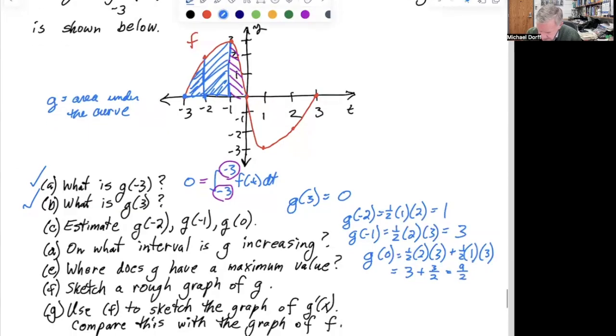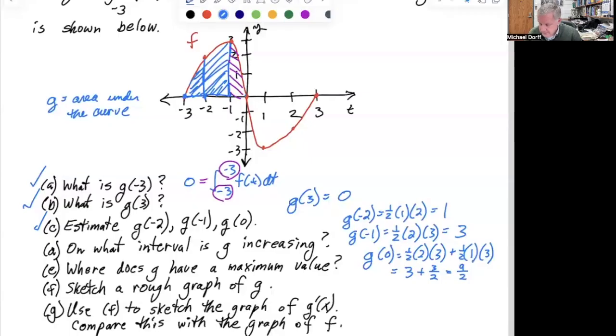Okay. All right, so that's letter C. Letter D, on what interval is G increasing? So again, if I think of G as being the area under the curve, where do I always get positive area? Well, if I'm starting at -3 and I go to the right, I'm going to keep getting positive area until I hit 0. Because from -3 to 0 for x values, I'm always above the x-axis. So I'm going to have the interval on which G is increasing.